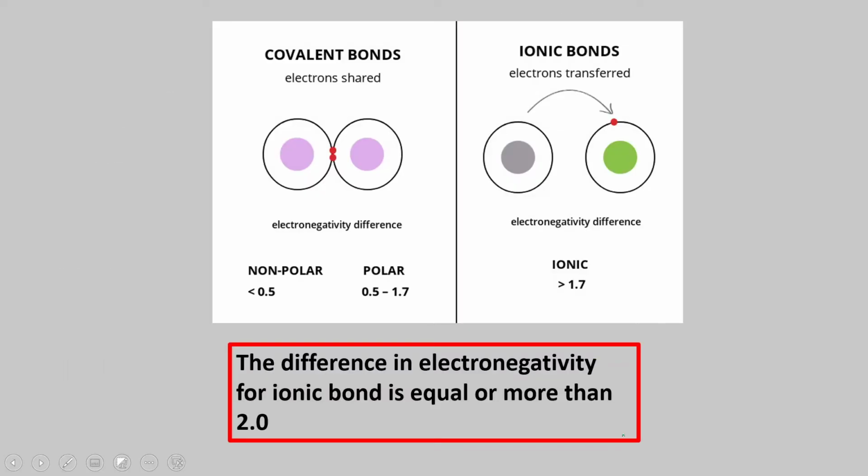Okay, so how do you know which one is ionic and which one is covalent bond? For ionic, we look at the electronegativity values. If you remember, in chapter 3 we learned that electronegativity is the tendency of an atom to attract electrons to itself.